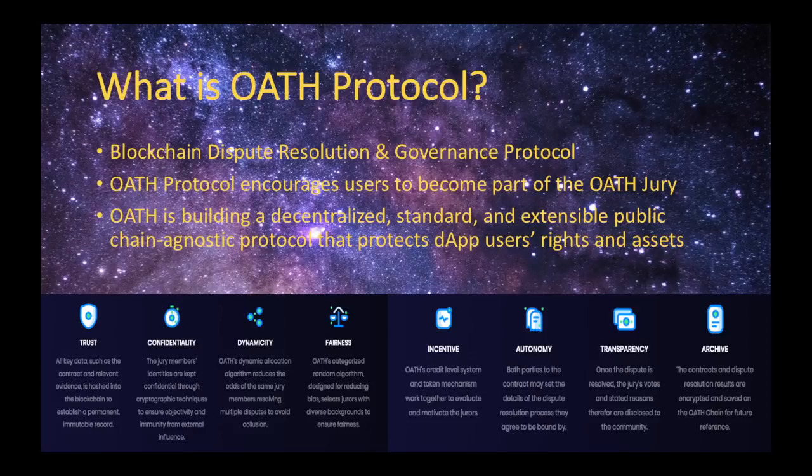Fairness, Oath protocol's categorized random algorithm is designed for reducing bias, and selects juries with different backgrounds for extra fairness, much like a real jury in America, for example. Incentive, you get Oath tokens for working together evaluating disputes. Autonomy, both parties of the contract may set details of the dispute process they agree to be bound by. Transparency, once the dispute is resolved, the votes and reasons are shared with the community. And archive, these contracts and resolutions are stored and encrypted on the Oath chain.